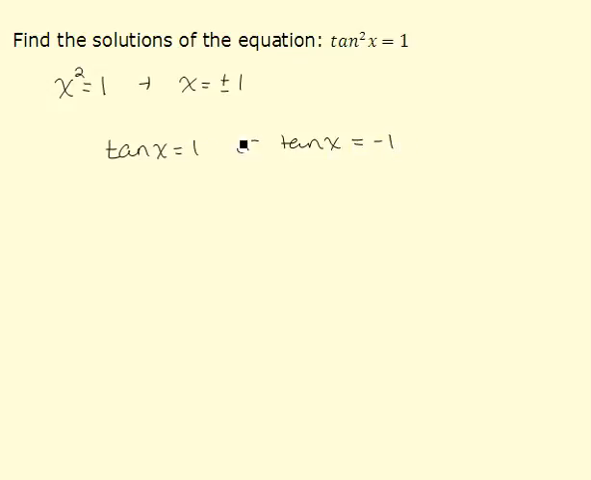Another way we can see that we have two sets of general solutions is we could bring the 1 over to both sides. So we'd have tangent squared of x minus 1 is equal to 0. We could factor this as tangent of x plus 1 times tangent of x minus 1 equaling 0. Therefore, we'd have tangent squared minus tangent plus tangent, which cancels to make 0, minus 1. Again, therefore, tangent of x plus 1 was 0, giving us this part of the equation, and tangent of x minus 1 giving us this equation.